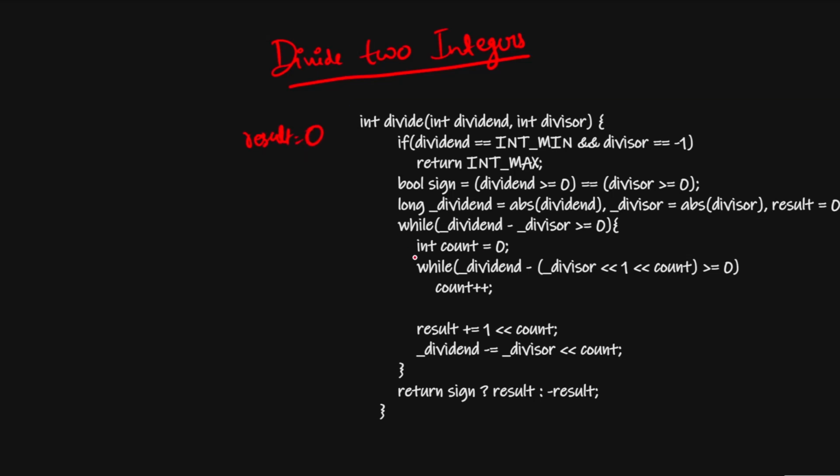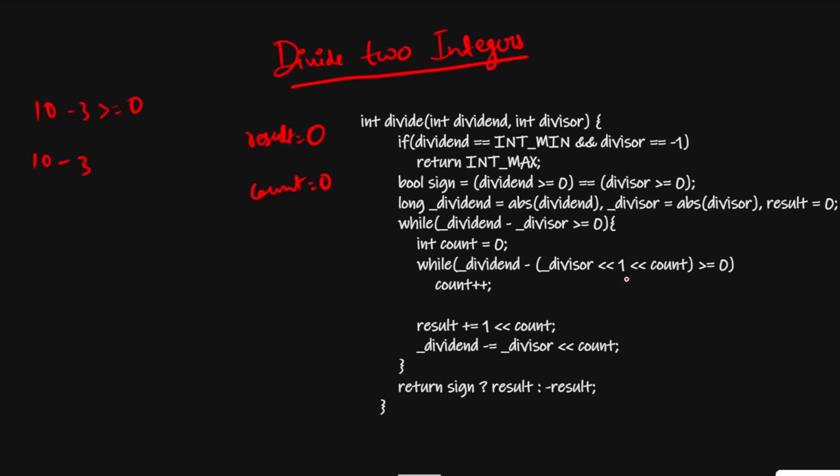Now we take count equal to 0. Let's say my number is 10. Is 10 minus 3 greater than or equal to 0? Yes it is. So we initialize our count equal to 0. Then we check the dividend minus the divisor, 10 minus 3. And what is this? What does it mean? This is called the left shift operator. What does it mean? If I have this 1 0 0.